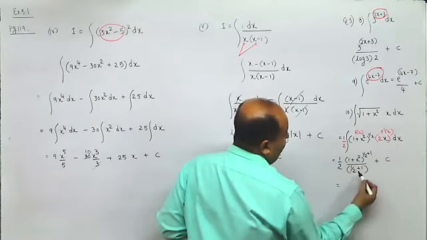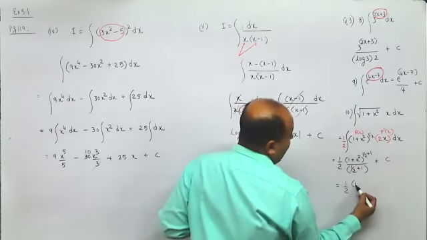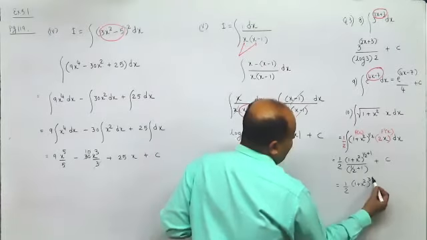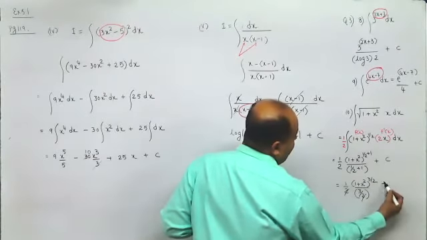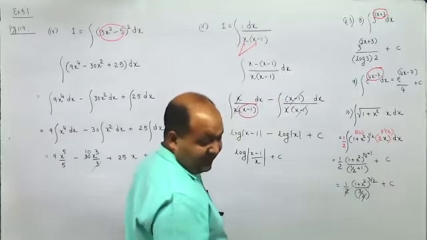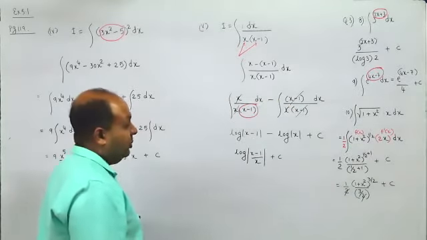So this would be half, this is 3 by 2, 1 plus x square raised to 3 by 2. This gets cancelled here, plus c. So this is the final answer, 1 plus x square raised to 3 by 2 upon 3.